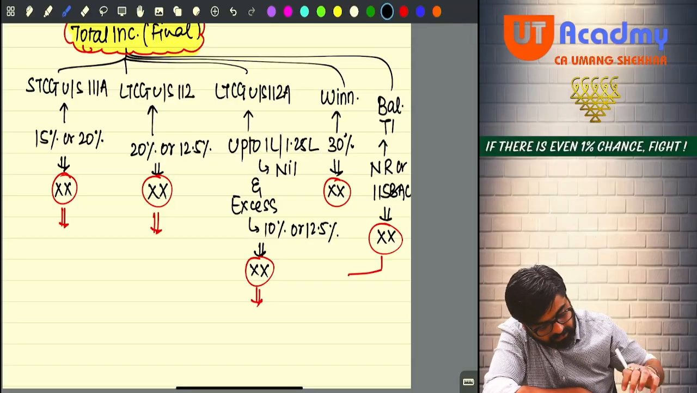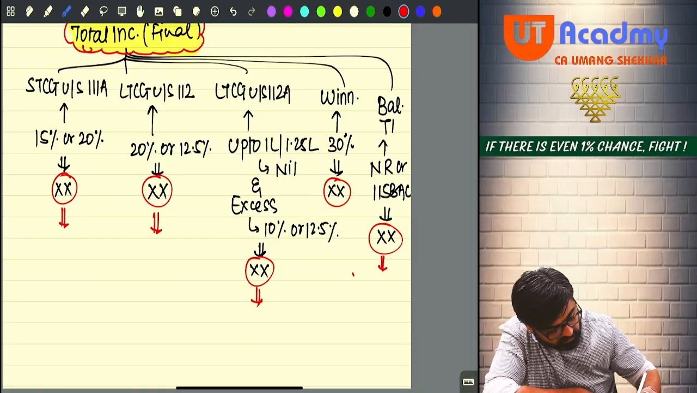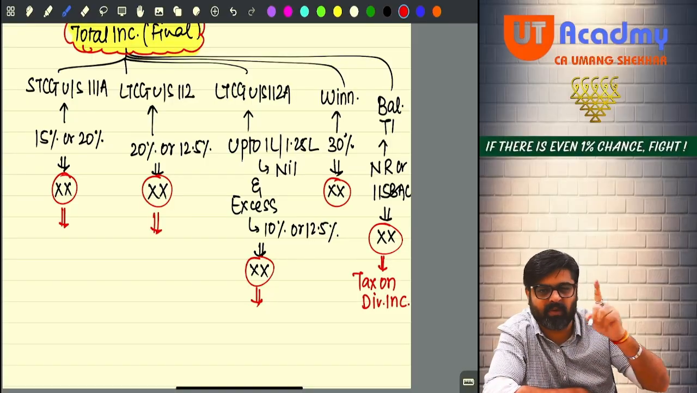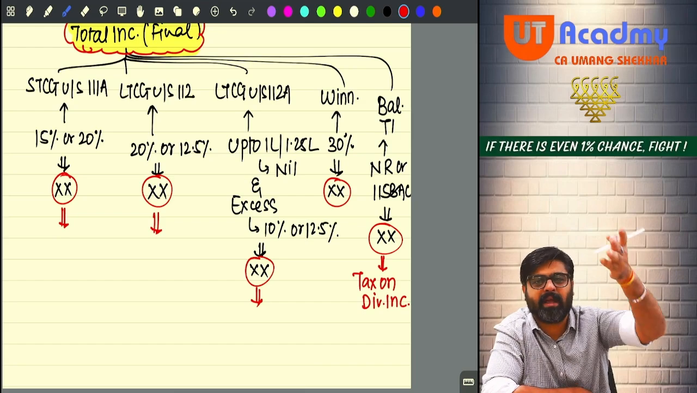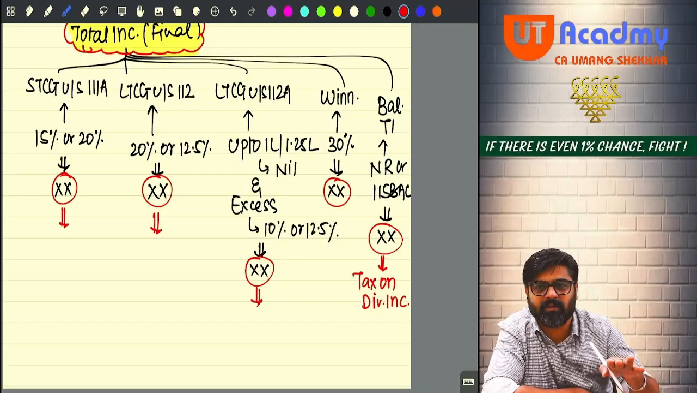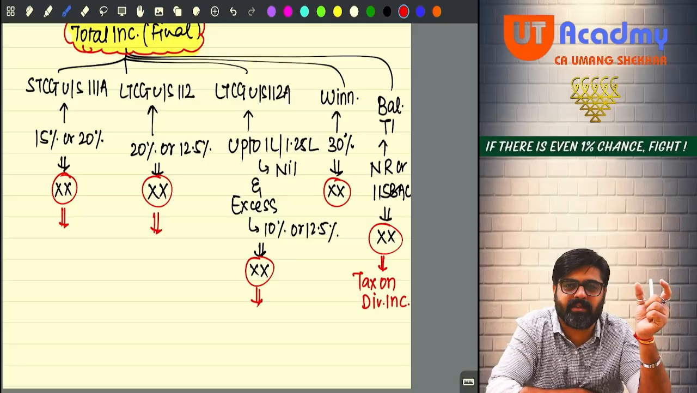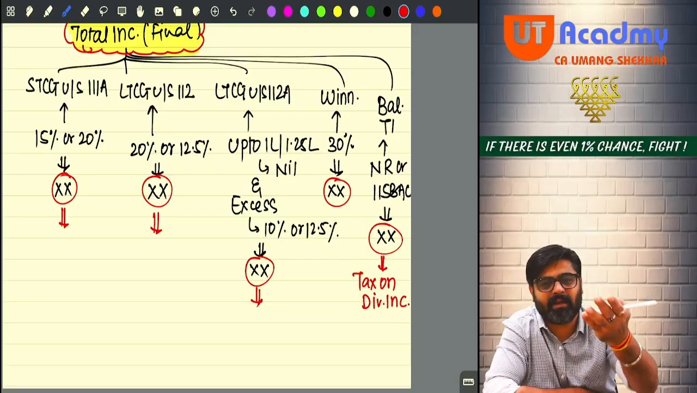calculate tax on dividend income, because dividend income was also covered here, no? So out of this, tax on dividend income. Very easy to calculate. Don't worry. Whatever tax you have calculated, that is the tax on balance total income. So total amount of tax divided by balance total income multiplied by 100 gives the average rate of tax. Apply that average rate of tax on your dividend income, and you will get the tax on dividend income.